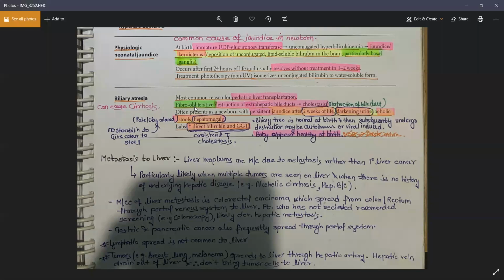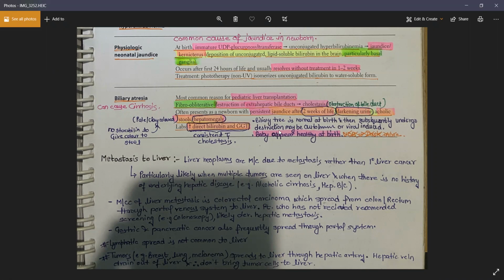You will have the acholic stools because of the obstruction. This conjugated bilirubin cannot reach the GI tract, where it cannot be converted into stercobilin and cannot come into the stools. So ultimately, you will have very light colored stools or pale, clay colored stools. These are known as the acholic stools, and you will also have hepatomegaly, right? So the biliary tree will be normal at birth, absolutely normal. Then subsequently, it will undergo the destruction, right?